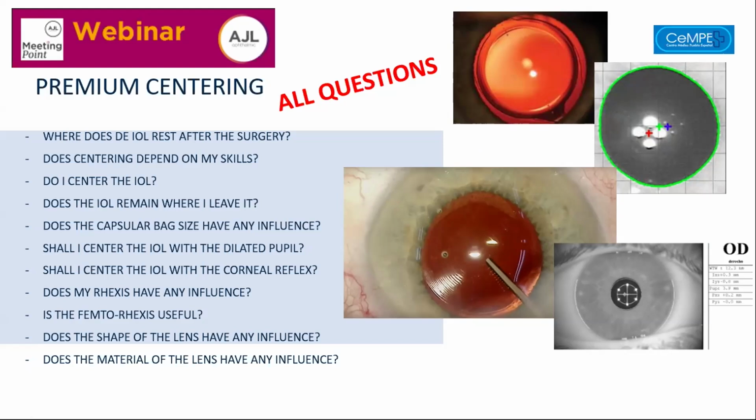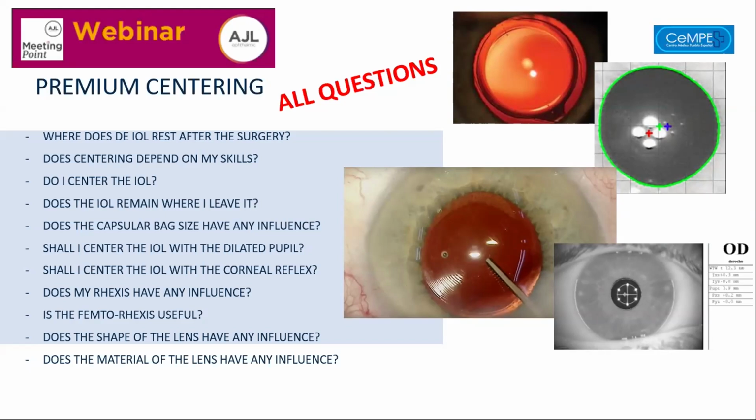The femto rhexis is useful, where you can do it precisely in size, but again, if anyone has worked with femtophaco machines, any of them, you cannot center the rhexis with the dilated pupil. Again, you're not centering the rhexis with a white to white or with a capsular bag. So it's difficult to say that the centering of the rhexis has any influence on the final outcome.